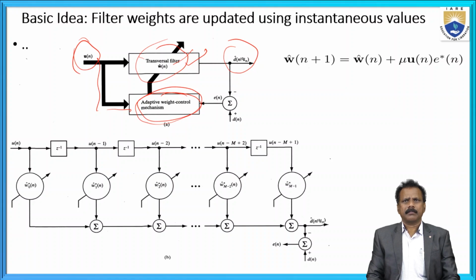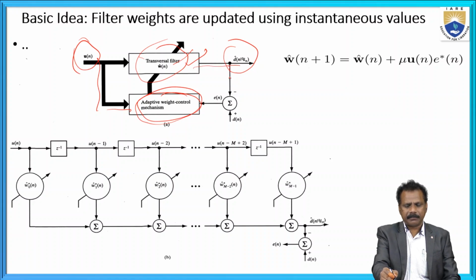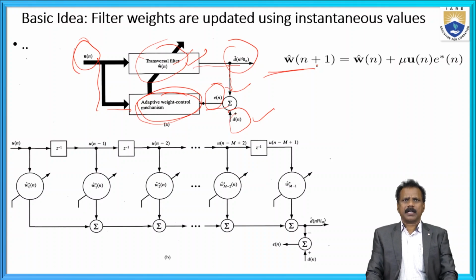So now, after that, it is a factor, it is given to where v of n is observed, that d of n plus. Okay, so finally we are going to expect this mathematical analysis. W cap of n plus 1 is equal to W cap of n plus mu u of n e of n. Okay, with this it is identified that filter weights are updated using these instantaneous values using this particular block diagram.